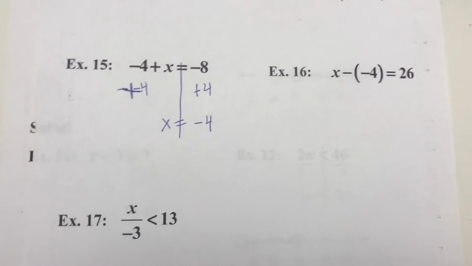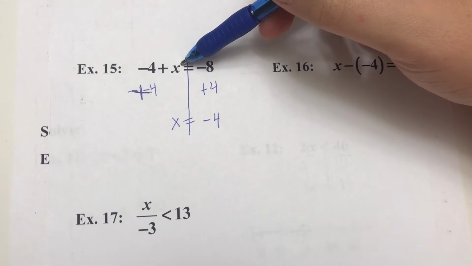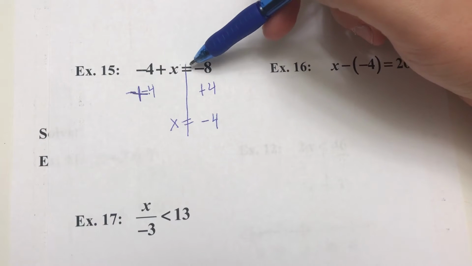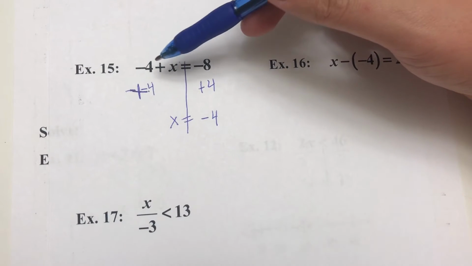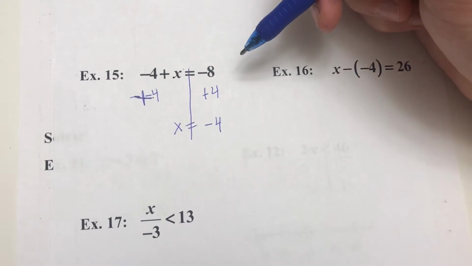We can check our solution again by taking -4 and replacing it for the x in the original. -4 plus -4 would equal -8. Negative plus another negative, the answer will remain negative.